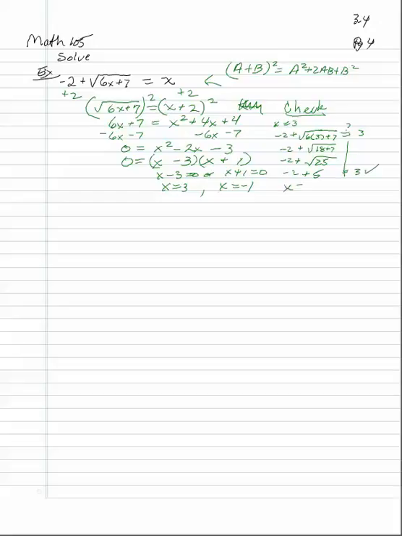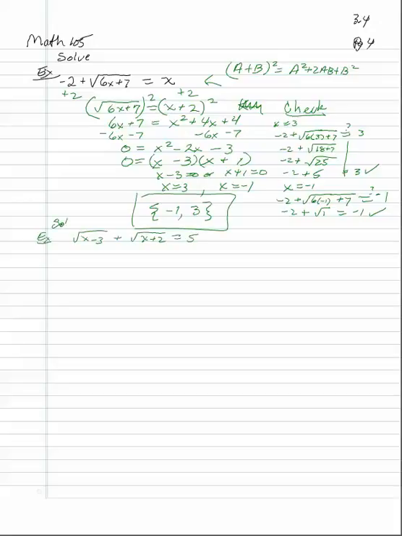Now check x equals negative 1. So I get negative 2 plus square root of 6 times negative 1 plus 7. Does that equal negative 1? So negative 2 plus square root of negative 6 plus 7, square root of 1. And that's true. Okay, so both of them are solutions. Negative 1 and 3.